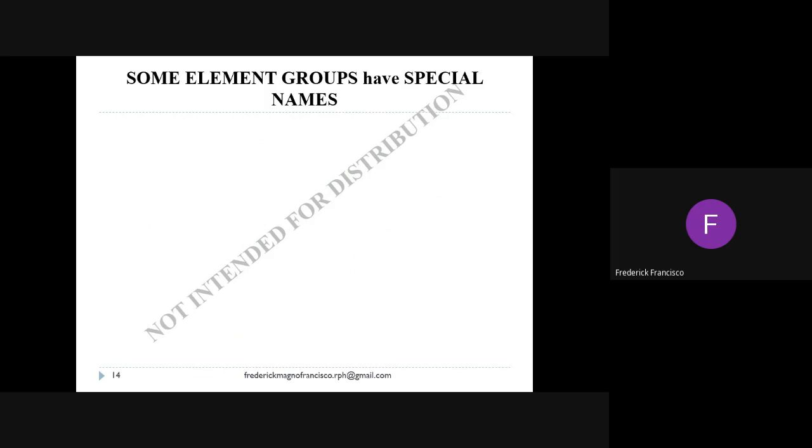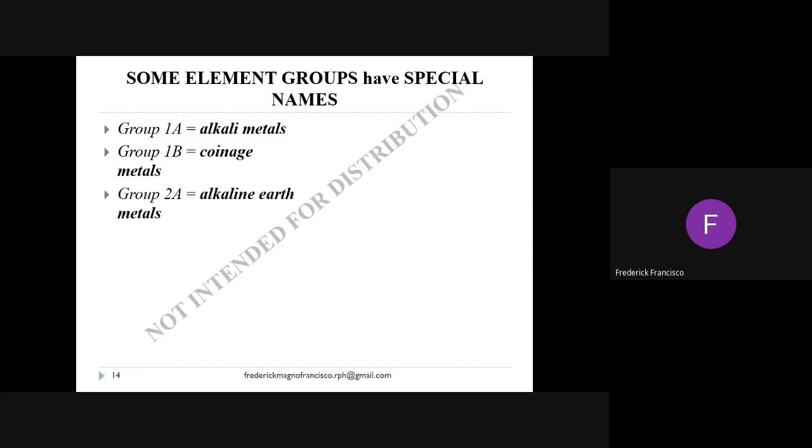Elements are often referred to collectively by their periodic table group number: group 1A, group 2A, and so on. However, for convenience, some element groups have been given special names. The group 1A elements are called alkali metals. The group 1B are called coinage metals. The group 2A elements are called alkaline earth metals. And the group 2B are called volatile metals.